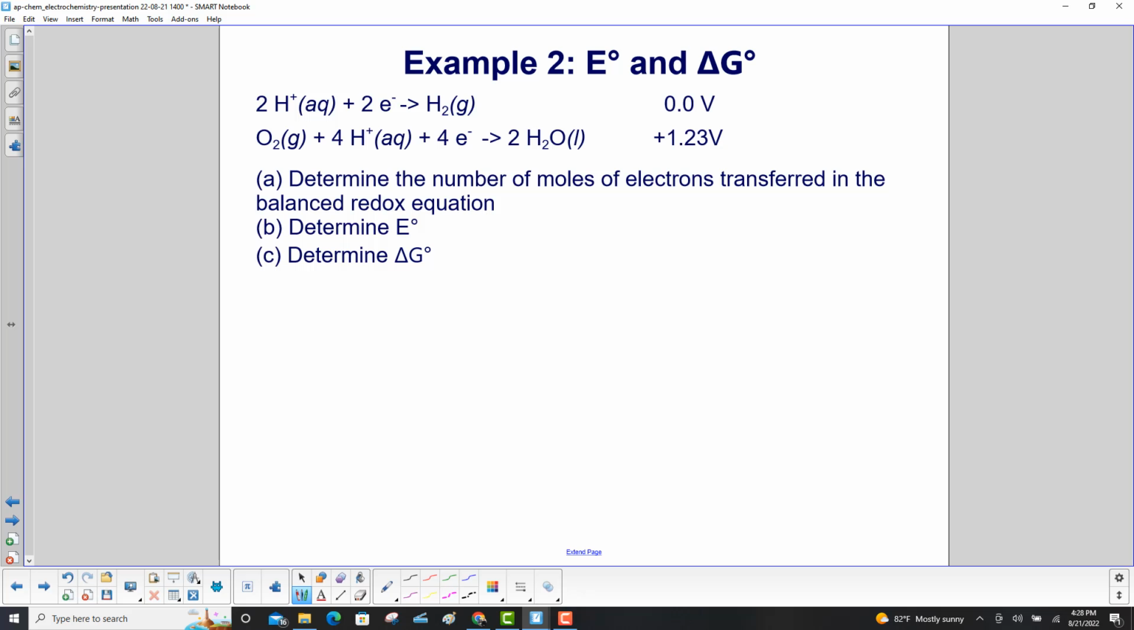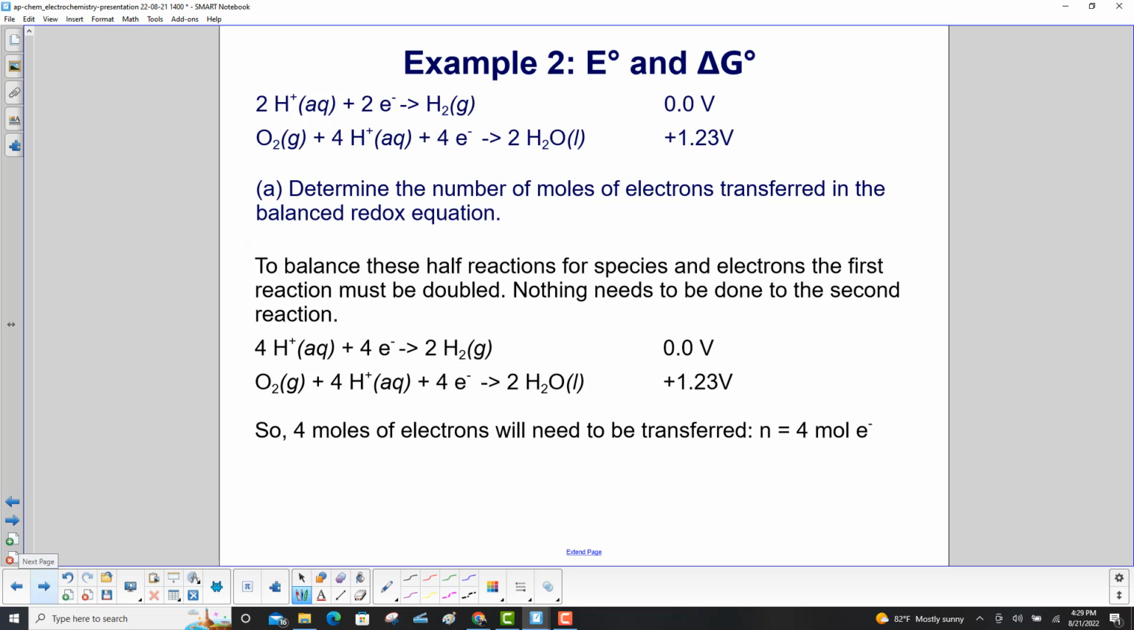Example 2, very much like example 1, just 2 different equations. Determine the number of moles of electrons transferred, determine E naught, and then delta G naught. Determine the number of moles of electrons transferred in the balanced redox equation. So once again, we need the same electrons for each half reaction. So this one has 2, this one has 4. So what do we have to do to get those electrons equal? Just multiply this equation by 2.